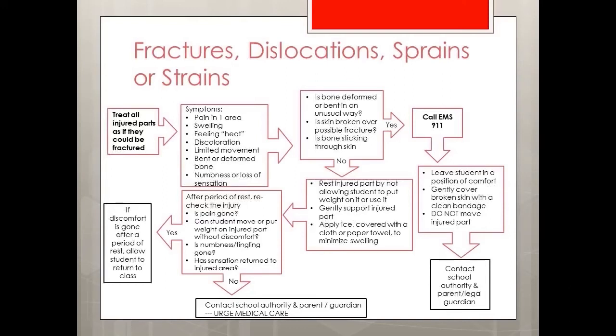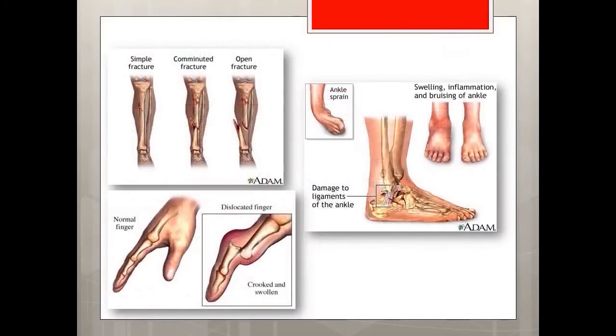If a neck or spinal injury is suspected, do not move the individual, but maintain head and neck in the position the child has fallen. Notify guardian and call for medical help. Here are some images of what fractures, sprains, and dislocations may look like.